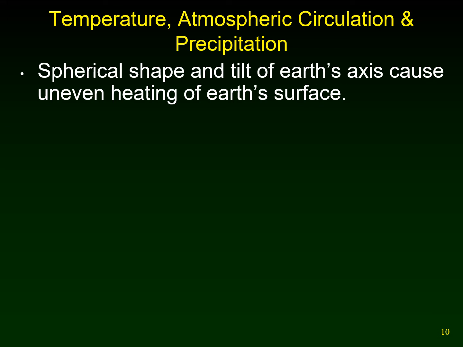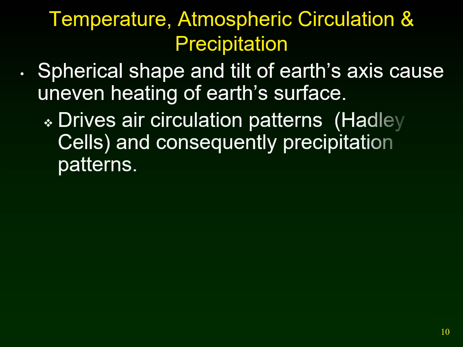So because of the shape of the Earth being a sphere and the tilt of the axis, it causes uneven heating. This drives the air circulation patterns, which we call Hadley cells, and that's going to influence where precipitation falls. Remember, where some precipitation falls, you might get a tropical rainforest. If there's no precipitation falling, you may be able to get a desert in that area.